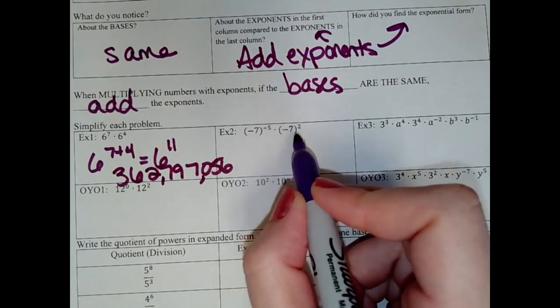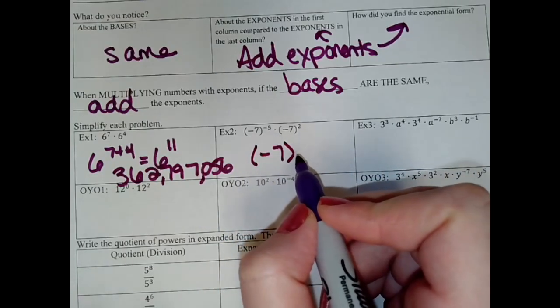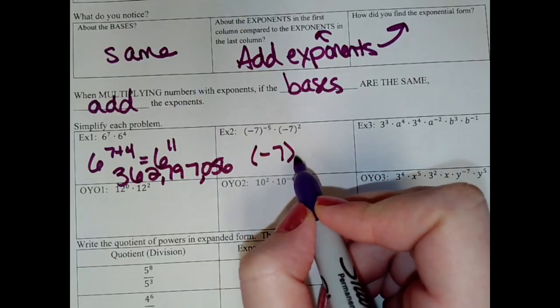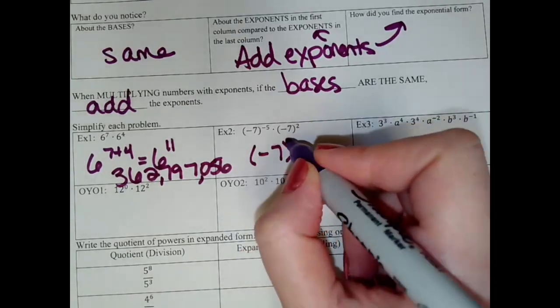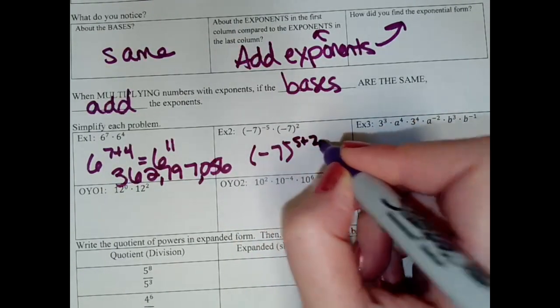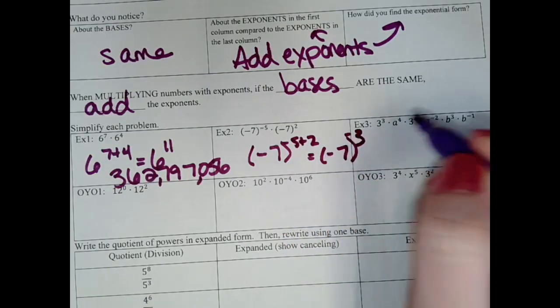In example 2, we are multiplying by the same base of -7. Now keep in mind, when you're multiplying and condensing it, the base does not change. So it's going to stay -7. I must put that in parentheses to show that the negative is a part of what's being raised to the power. And then I'm going to do -5 plus 2. So -5 plus 2 is -3.